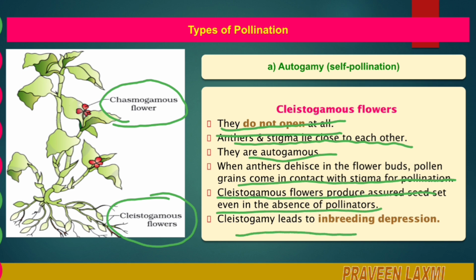Now cleistogamy leads to inbreeding depression. What do you mean by inbreeding depression? It is nothing but when the flower is undergoing continuous self-pollination, it leads to what? Inbreeding depression. Inbreeding depression means the quality or the products of the flowering plants will be decreased. In what case will it decrease? When the flower is undergoing continuous self-pollination, or the autogamous flower.